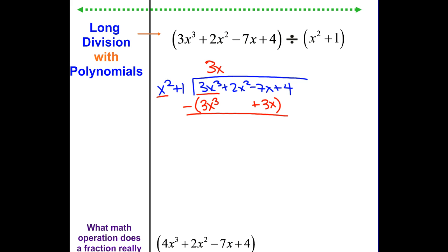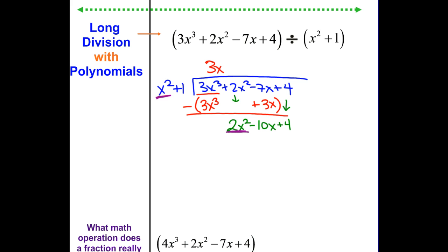Nothing. If I have 2x squared, I'm not subtracting anything below that one, so I'm just going to bring that down. 2x squared is going to come down. But now we have negative 7x, and we're subtracting a positive 3x, so it's going to be minus 10x. Then I'm going to bring down my positive 4, bring that guy down with it. Now again, we look at our first piece here, our x squared, and now we're looking at our first piece over here, our highest coefficient there.